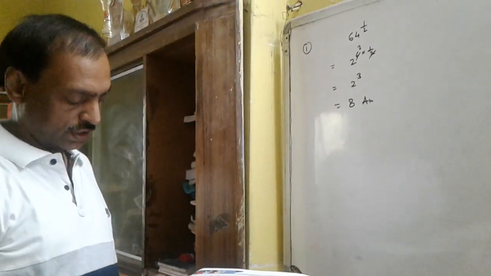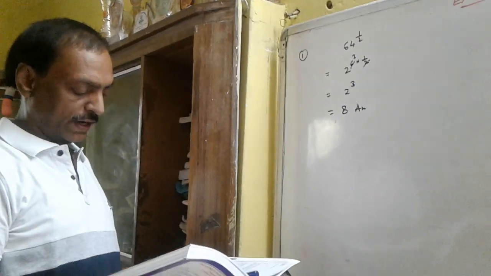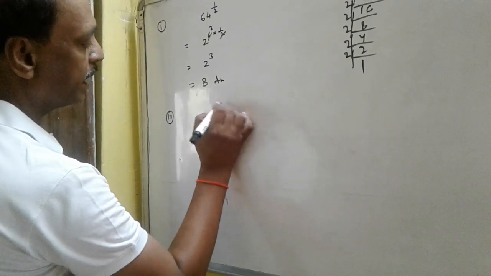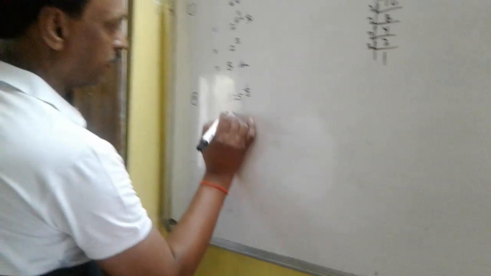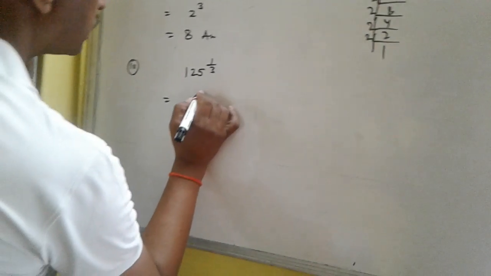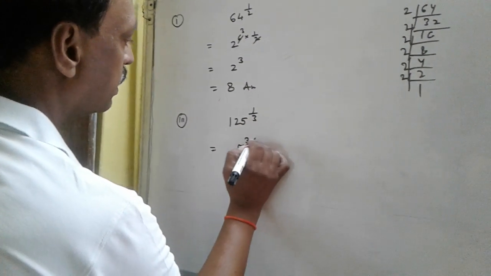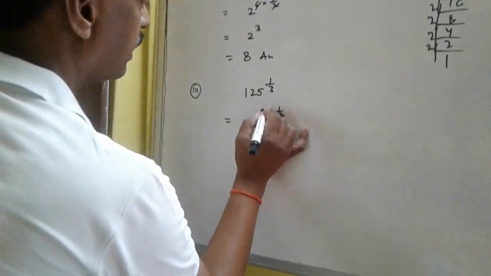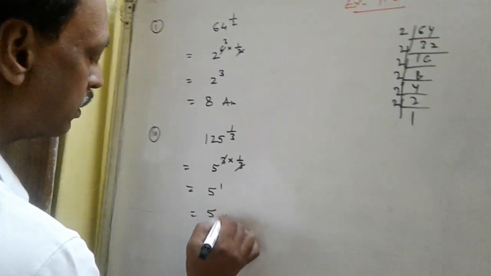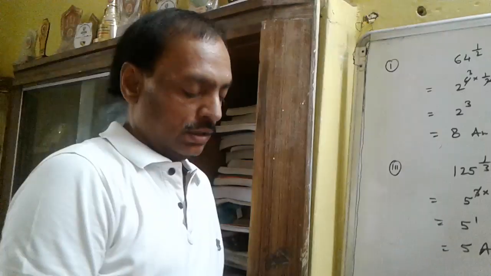Similarly, you can do the other question. Just see question number 3 of this, 125 power 1 by 3. You know 125 is the cube of 5. So you can write it like this, 5 to the power 1, equal to 5. So the question is very simple here.